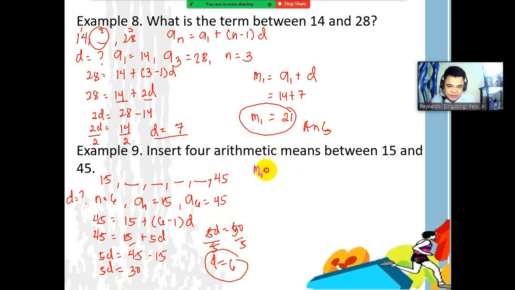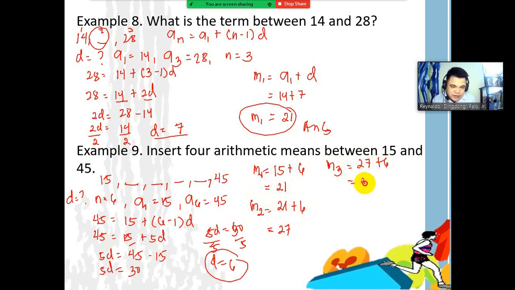So let's start first with m sub 1. In solving for m sub 1, you will add 15 plus the common difference, which is 6. This is now 21. Then to solve for m sub 2, just add the first mean, which is 21, plus the common difference. So this is 27. To solve for m sub 3, we have to add 27, which is the second mean, plus the common difference. This is now 33. And then m sub 4, you have to add 33, which is the third mean, plus the common difference. So this is now 39. So the means are 21, 27, 33, 39.